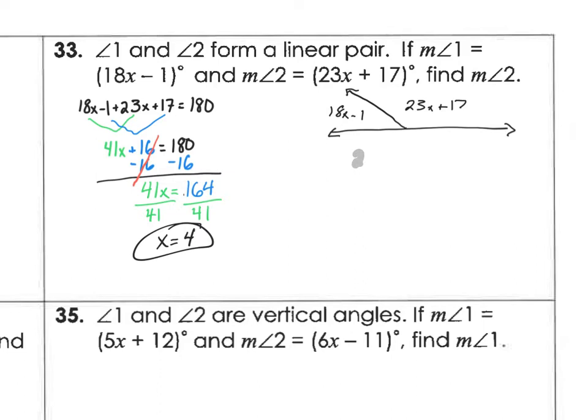So that's not right. You got 109. 23 times 4 plus 17. And you said that equals 109. That's going to be your final answer. Okay.